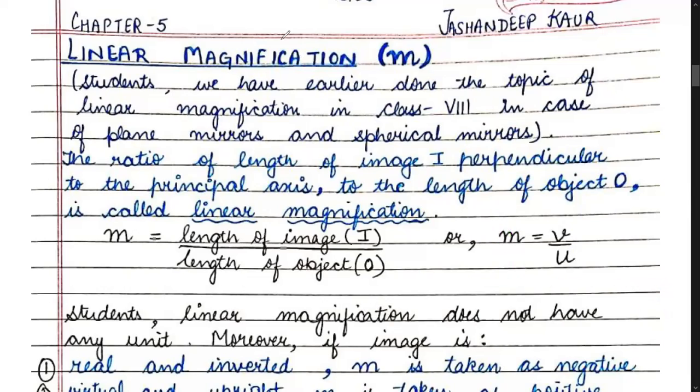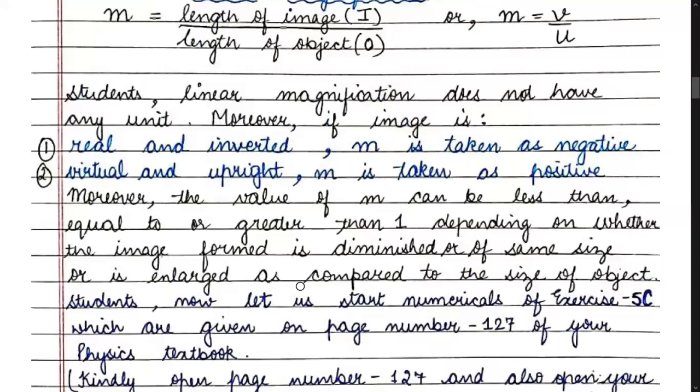Students, there are two formulas of magnification. First is the length of the image divided by the length of the object. You can also say height of the image divided by height of the object, and it can also be written as the ratio of V upon U. V upon U means the distance of the image from the lens divided by the distance of the object from the lens. So now students, let us continue further and understand the unit of linear magnification.